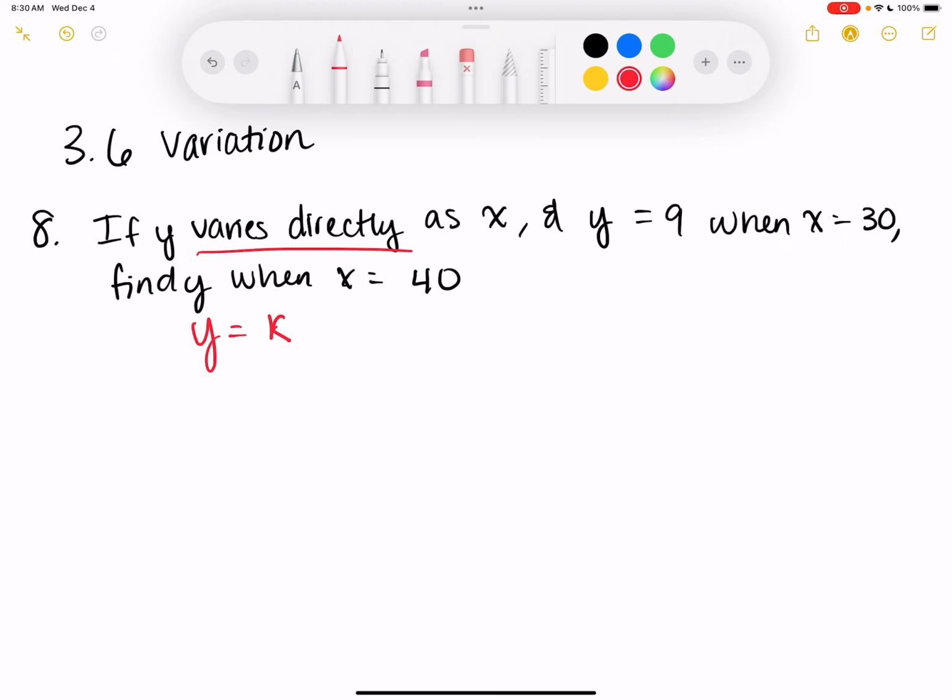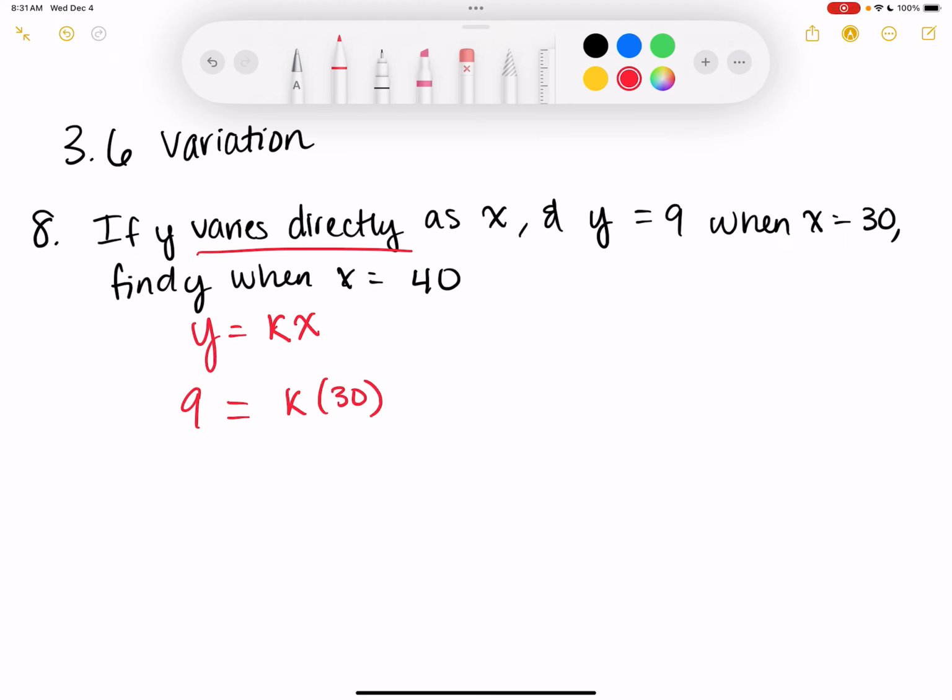If you had Algebra 2 last year, you may remember it. They would say y equals ax, was typically what they used. It really doesn't matter. It's just a placeholder, a or k. So we are going to plug in the initial numbers they gave us for x and y to find k, and then we're going to use k and x to find y at the new value. So 9 equals k times 30.